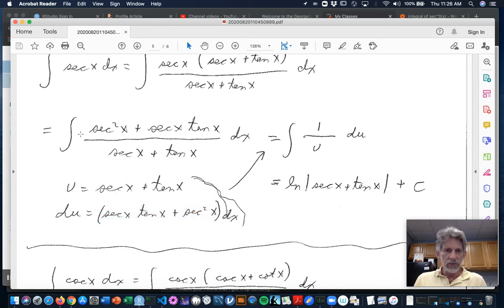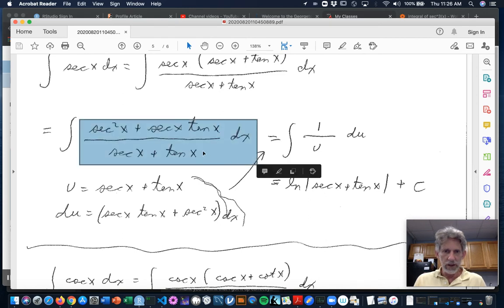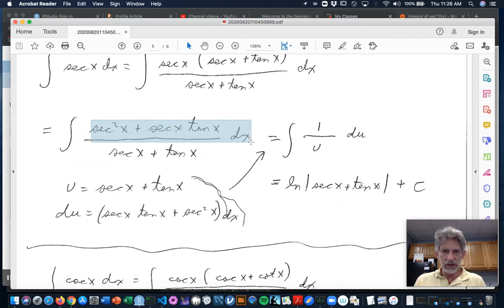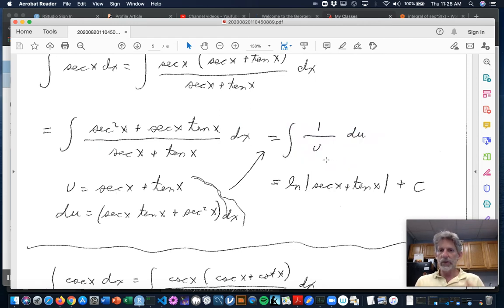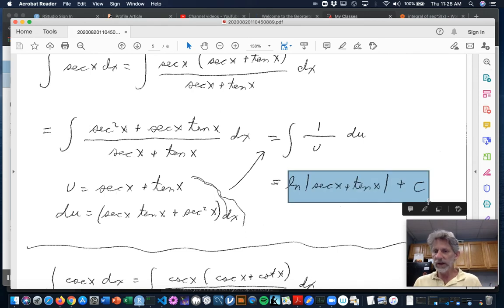And so this integral here, all of this stuff is the du. The rest is 1 over u. And so we're looking at the log of the absolute value of u for our antiderivative. Plug the x's back in. Add on a plus c to get the full family of antiderivatives. Log of the absolute value of secant x plus tangent of x. What a clever move.